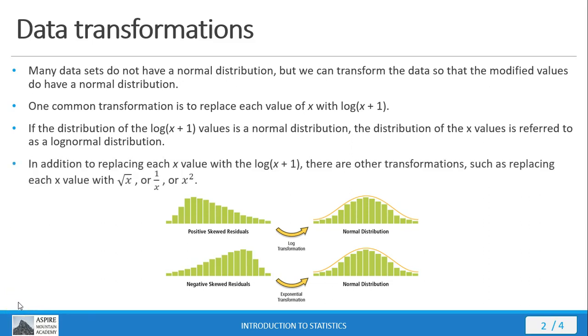There are a whole host of different transformations that we can make. We could take the square root of each of the values in our data set. We could take the reciprocal. We could square each term. We can add, subtract, multiply, divide. Any sort of mathematical operation that we can perform on a number, we can use as the basis for transforming our data set.